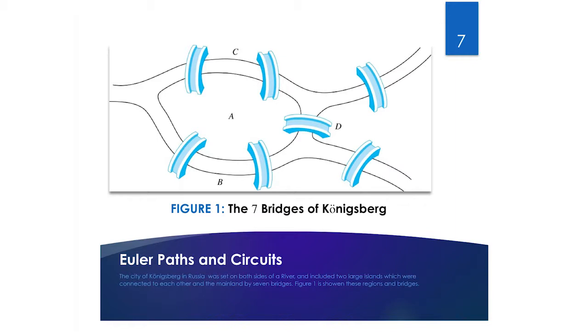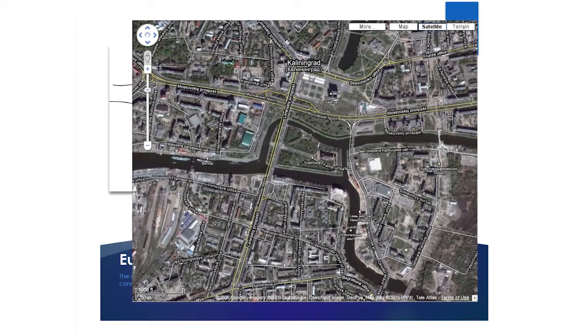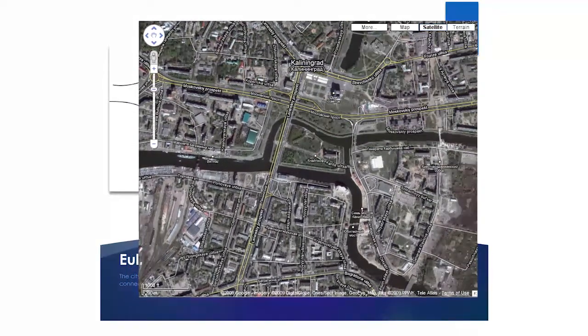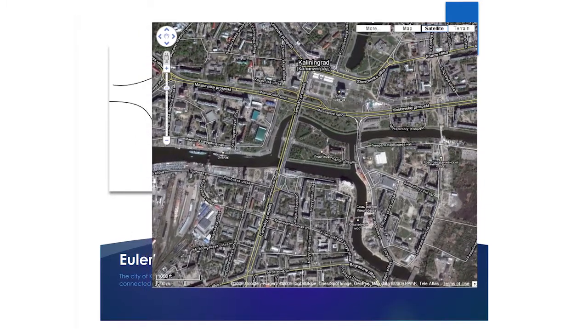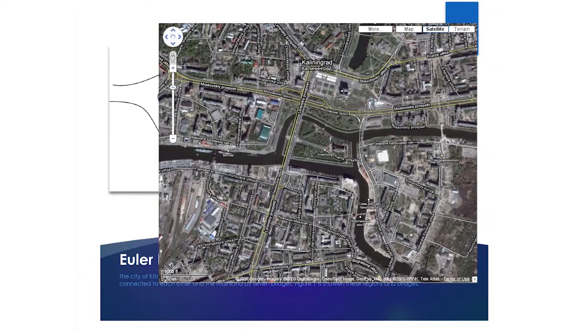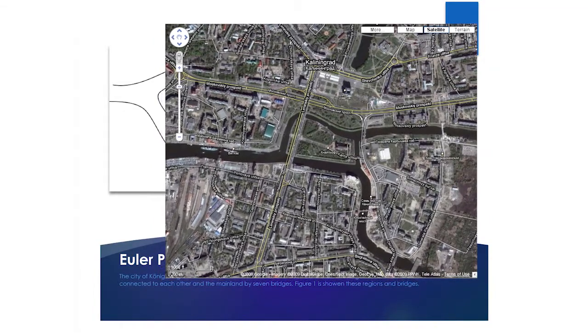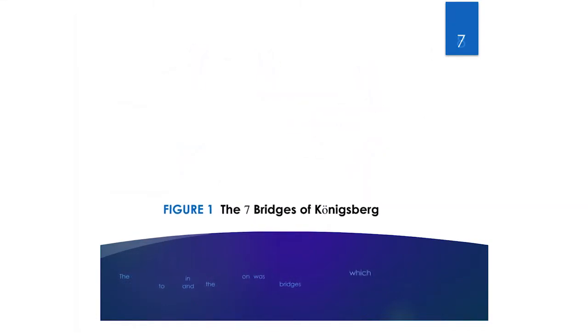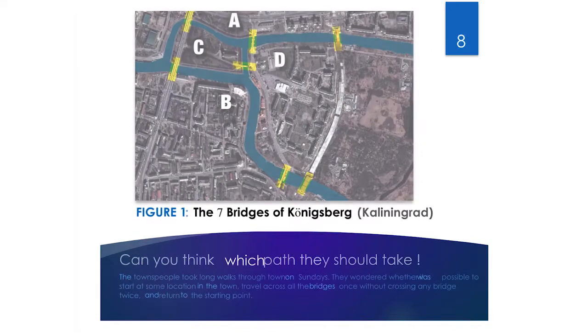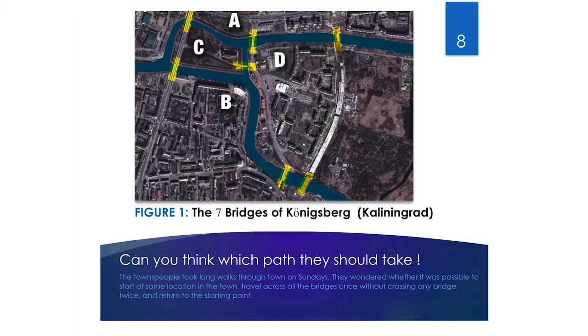The city of Königsberg in Russia was set on both sides of a river and included two large islands which were connected to each other and the mainland by 7 bridges. Figure 1 shows these regions and bridges. The townspeople took long walks through town on Sundays. They wondered whether it was possible to start at some location in the town, travel across all the bridges once without crossing any bridge twice, and return to the starting point. Can you think which path they should take?